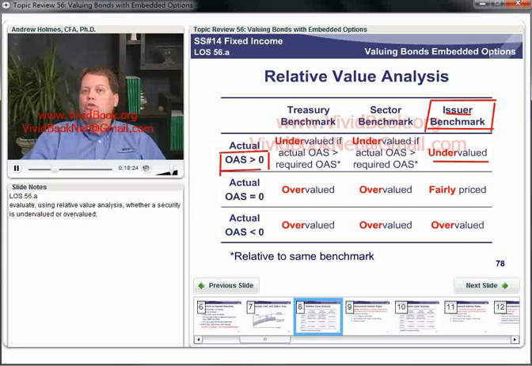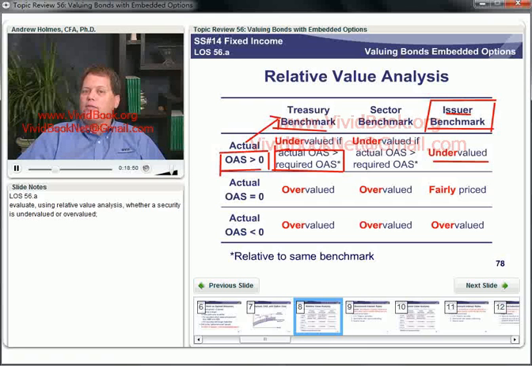What about the Treasury versus the sector? Well, here we're going to have to talk about what the actual OAS is versus the required OAS. We know that whatever this bond is, as long as it's not another Treasury, if we're comparing it to the Treasury, it has to have a positive OAS, right? So that's the market equilibrium. You have to have more compensation for the credit risk. So if the actual OAS is greater than the required OAS, then the bond's going to be undervalued. Same for the sector analysis.